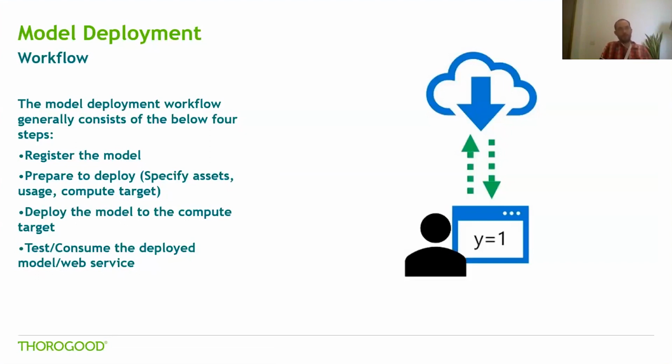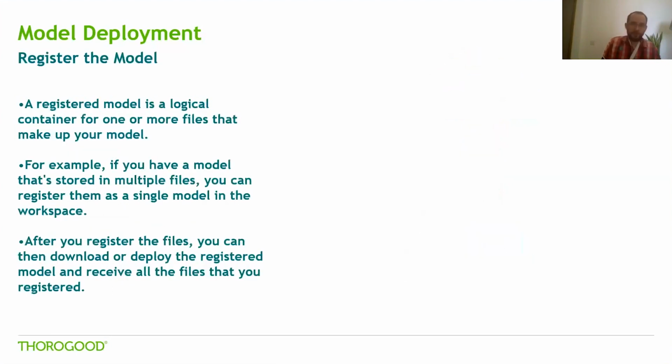And then we'll prepare to deploy by getting a few different files together. Then we'll actually deploy it to the compute target, and then finally we'll test and consume the deployed model and web service. So registering the model means loading it into that model registry that we talked about. With that registered model, we can add tags so that we can search for the model later. We can have multiple files that make up the model, and then we can use those files later on to deploy the model as well.